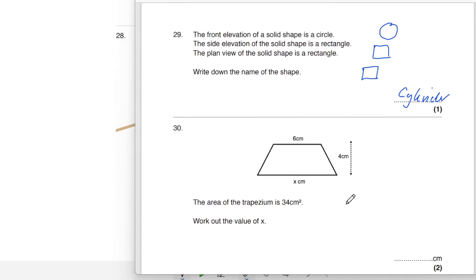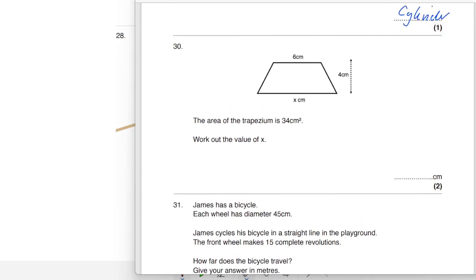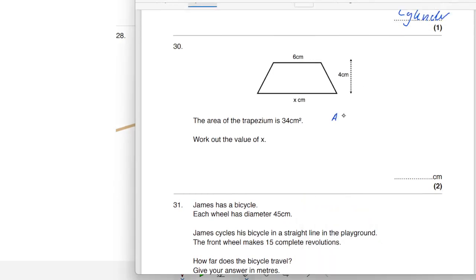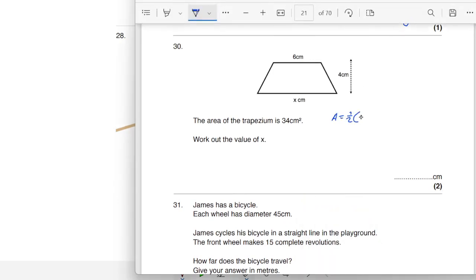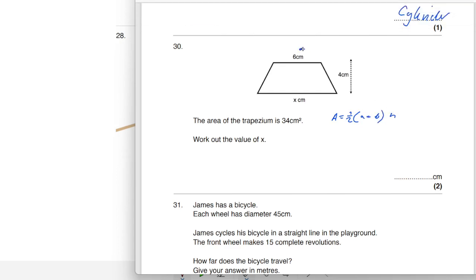Okay then, question 30. The area of the trapezium is 34 centimeters squared. Work out the value of x. We will use a calculator for this, but I'm going to start with the area of a trapezium, which is a half of (a plus b) times h, where that value is a, that value is b, and that value is h.